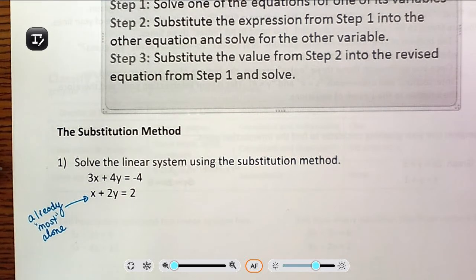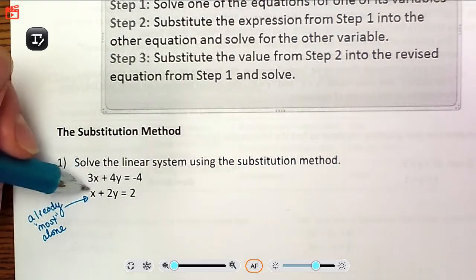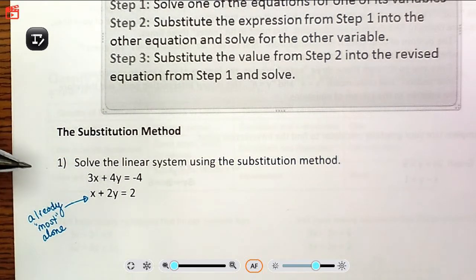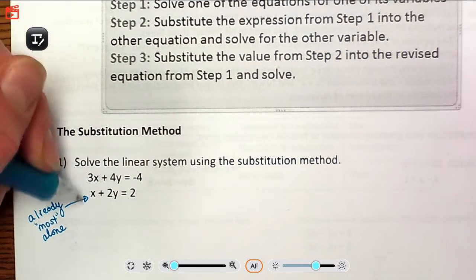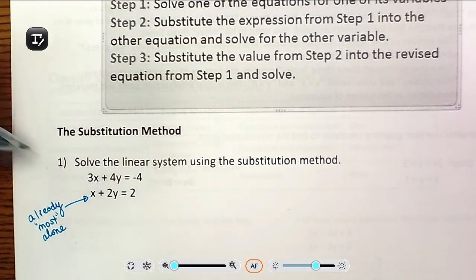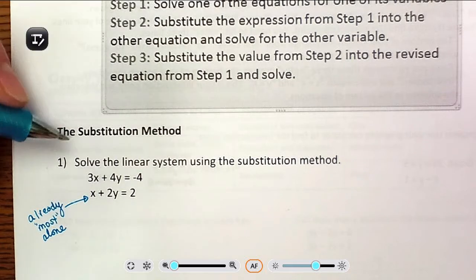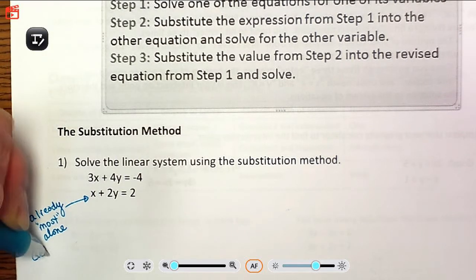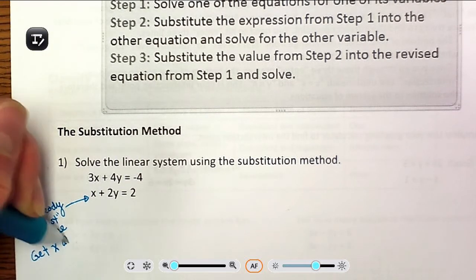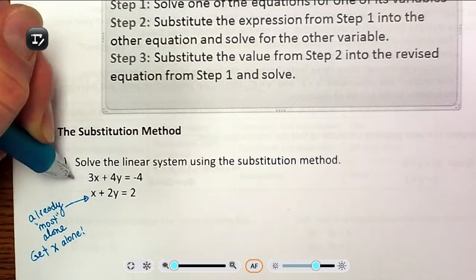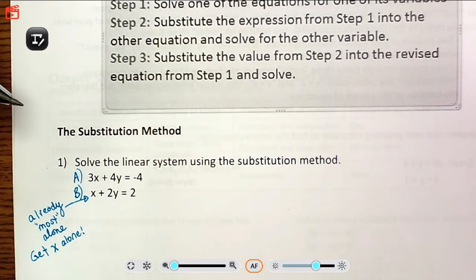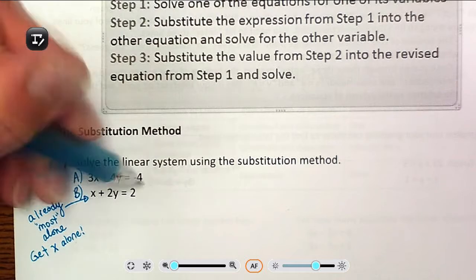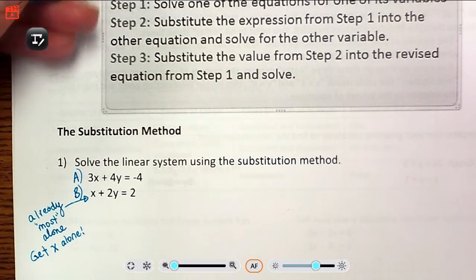Okay, so it wins the competition. It doesn't have any coefficient on it, so it's going to be the easiest to get alone. Always look for the variable that has a coefficient of 1 and get that one alone. I also sometimes like to call this my A equation, my B equation, just so that I can talk about them a little bit more specifically. So I'm going to start with my B equation and get x alone.